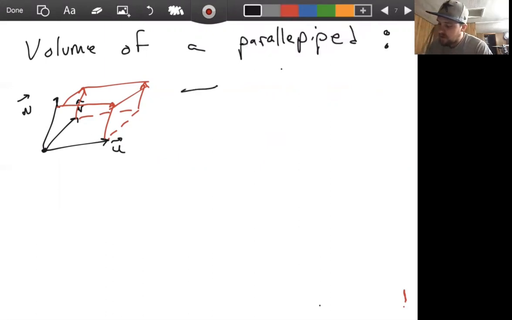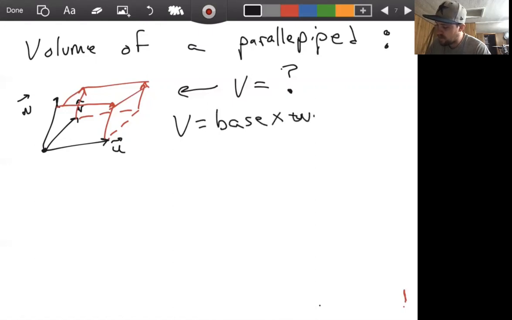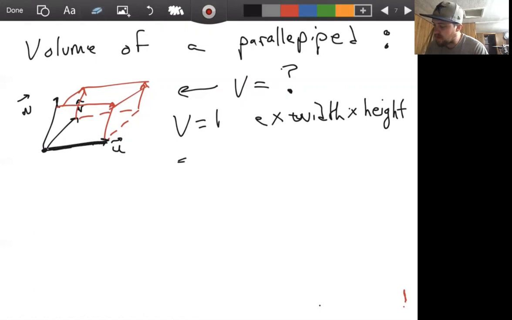And so what is the volume of this thing, right? Well, the volume of this thing is going to be base times width times height. Okay. And so what is the height going to be, right? The height isn't w this time. So we know what the base, or let's not say base in this case, let's say length.